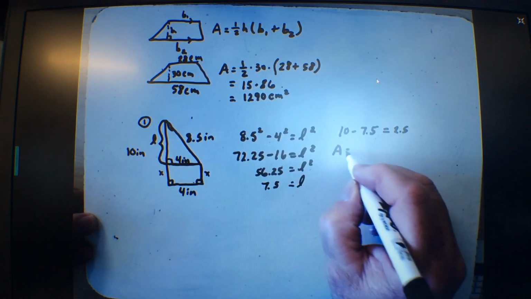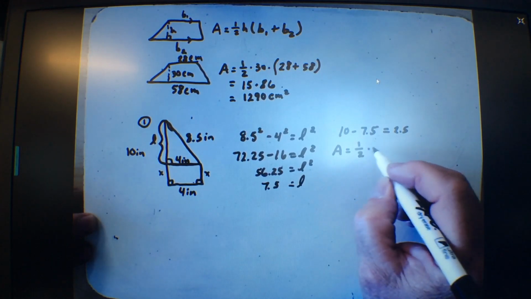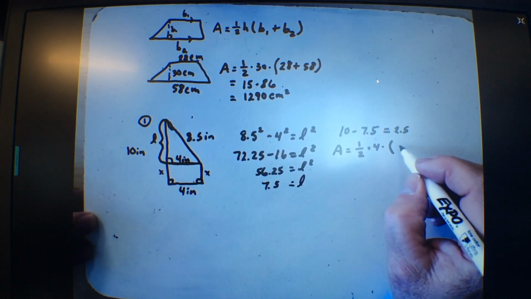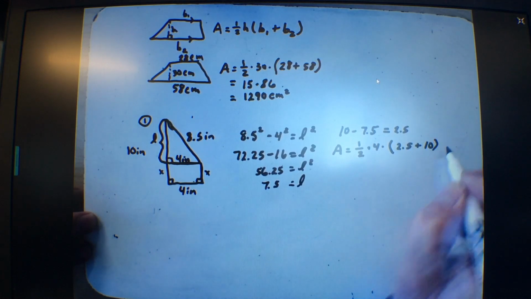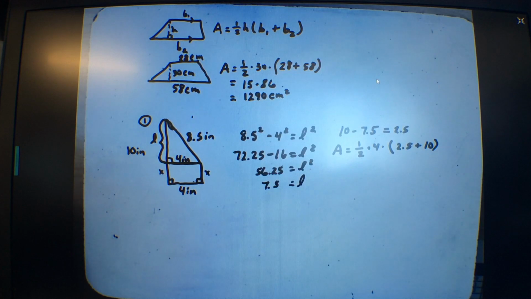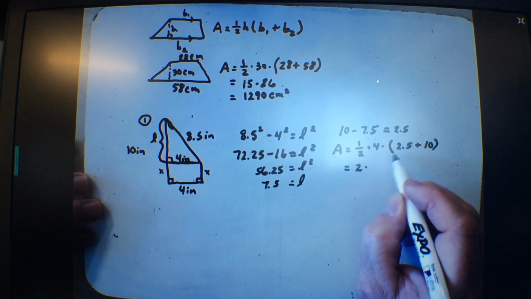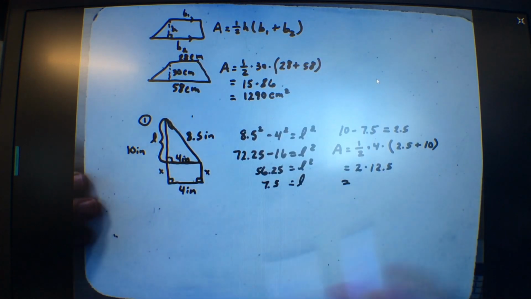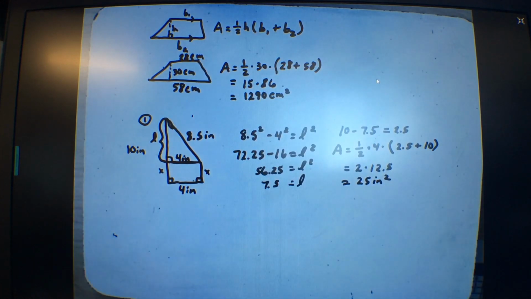Now I can find the area. What's the area? 1/2 times the height, 4, times base 1 plus base 2, which is 2.5 plus 10. Don't forget, you've got to go back to the 10. Aubrey, you've got to go back to the 10. So 1/2 of 4 is 2, and 2 times 12.5 is 25. So the area of this is 25 inches squared. How was that?